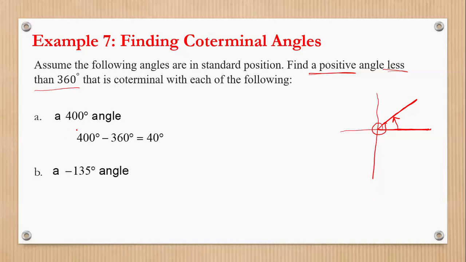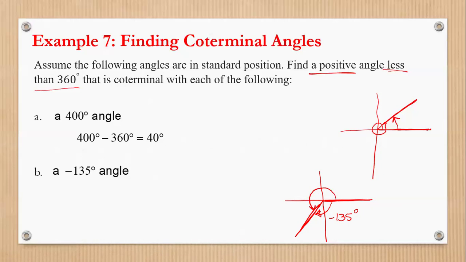Next example. This time we want to find the coterminal angle for a negative 135-degree angle. If I want to show a negative 135-degree angle, since it's negative, I need to go clockwise, and it's somewhere over here. So that's my initial and that's my terminal. That's negative 135. If you want to find a coterminal angle which has the same initial and same terminal side as this angle, but in the positive direction, that means you want to find this angle.